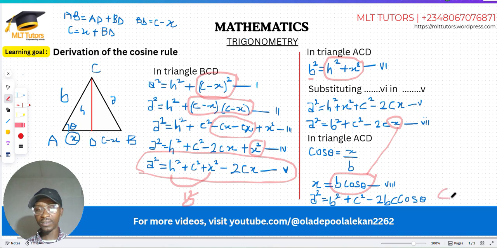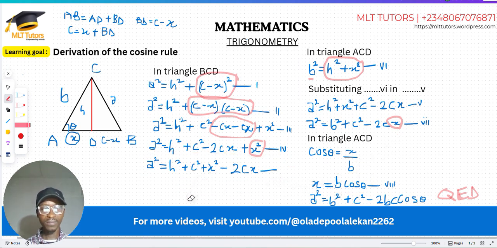Question easily done. So we have been able to derive the cosine rule. And here is the cosine rule that we have just derived. a squared equals b squared plus c squared minus 2bc cos theta.